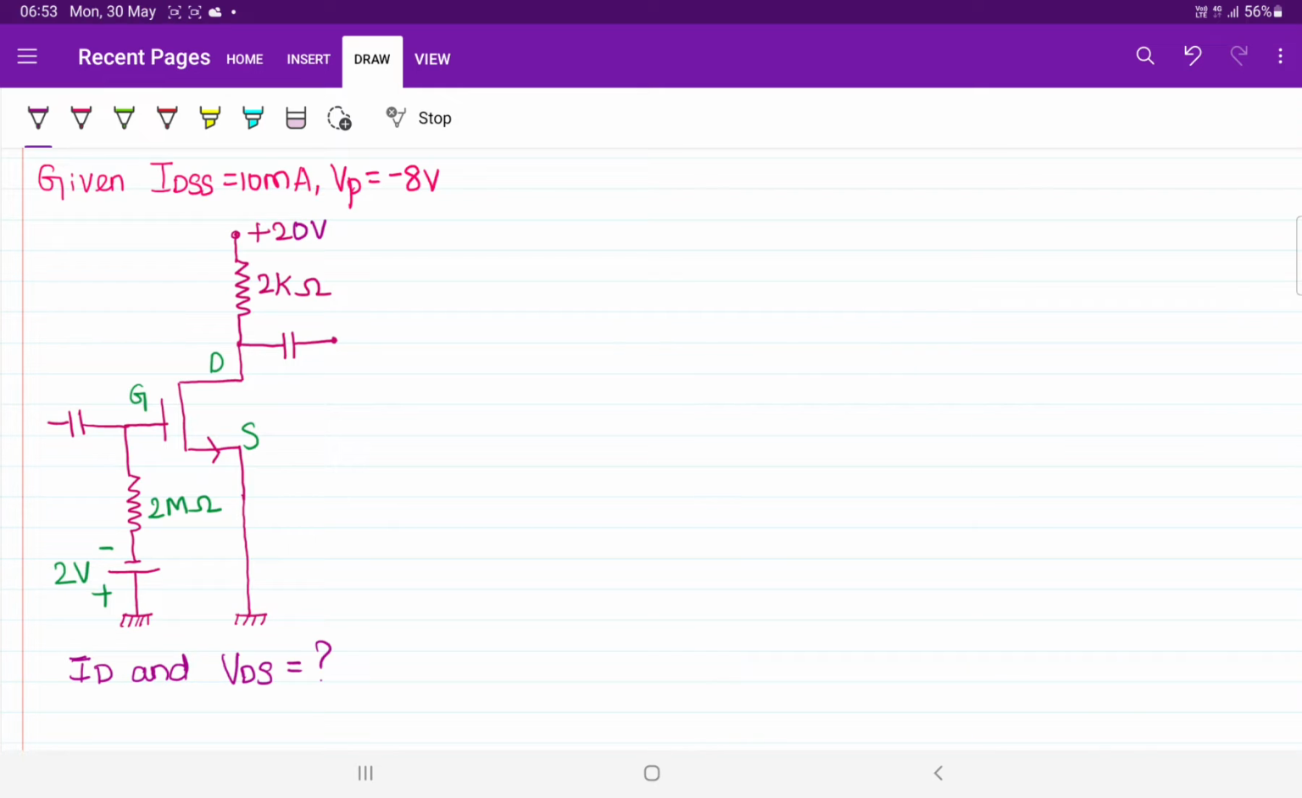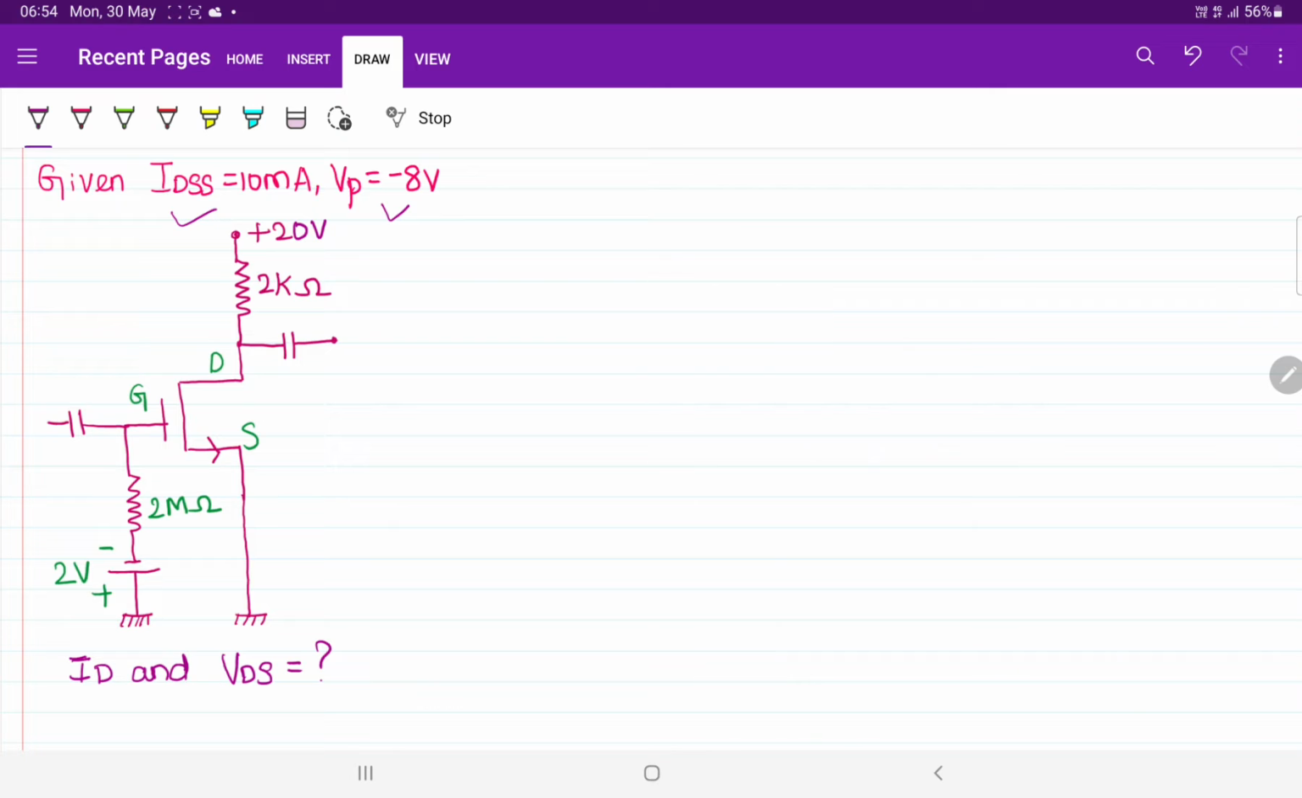So in today's class we are going to learn something new. If you observe the given question, the value of given data is IDSS equal to 10 milliampere, and the value of VP equal to minus 8 volts, and they have given one diagram, and then we are requested to calculate the value of ID and VDS.